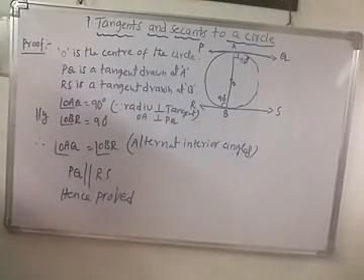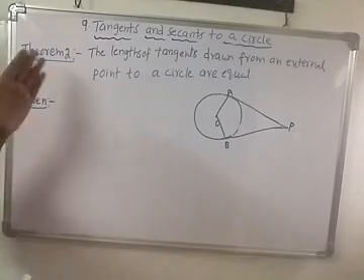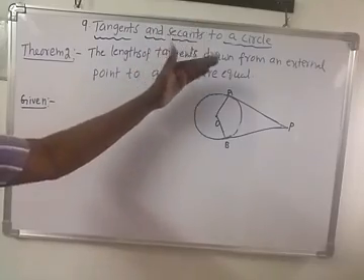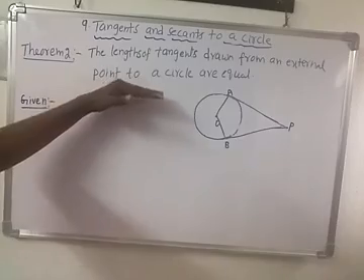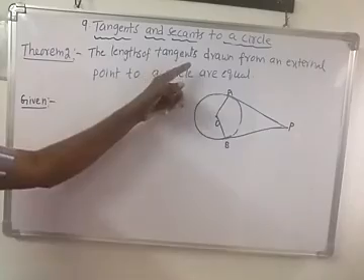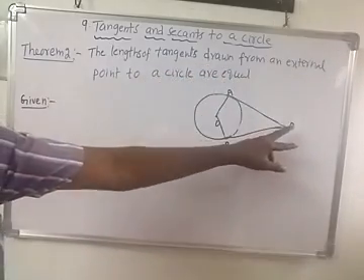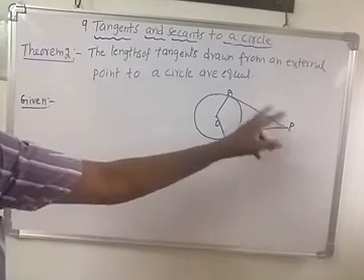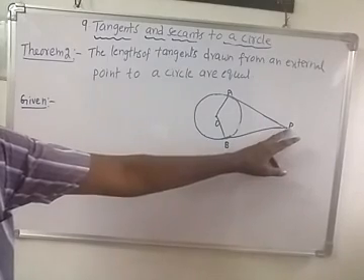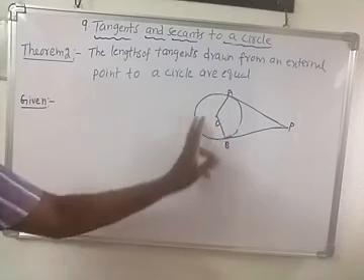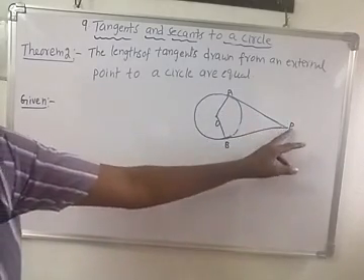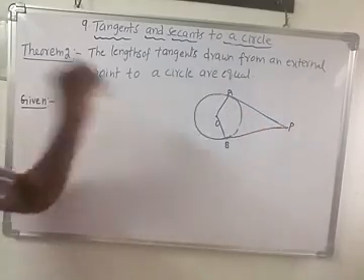Next one. Right, next, theorem 2: the lengths of tangents drawn from an external point to a circle are equal. So this is a circle, O is the center of the circle, and P is the external point of the circle.